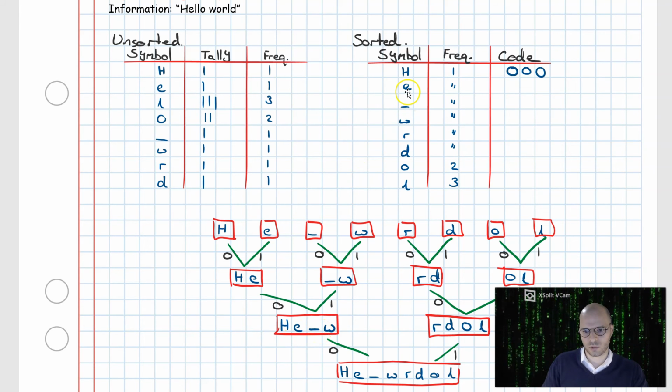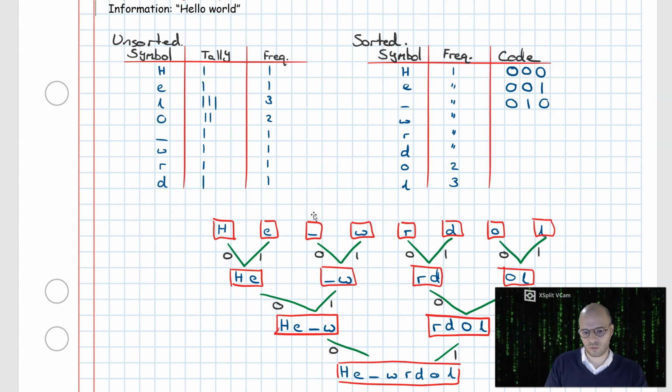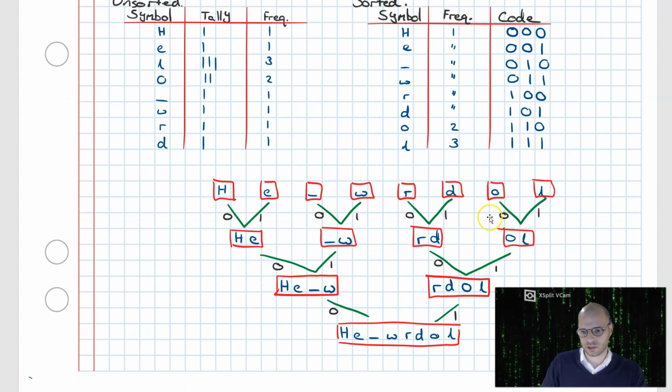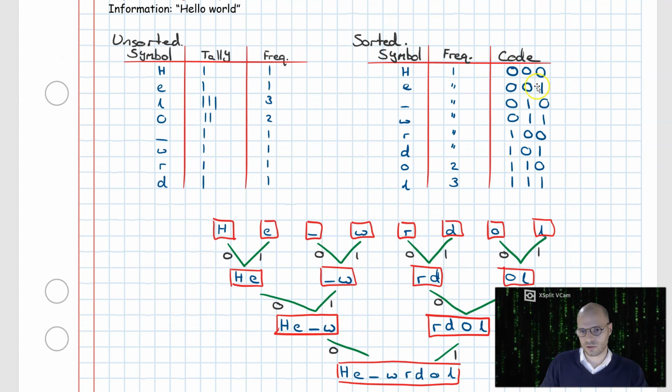Alright, next example, E. We look for E up here, we go down the tree, then we go back up. So it's 0, 0, 1. Across the space, we have 0, 1, 0. And then across to W, we have 1, 1, 0, which becomes 0, 1, 1. Across to R. Done. So what we've been able to do is extrapolate the unique codes for each of these symbols and put them in our symbol and frequency table.